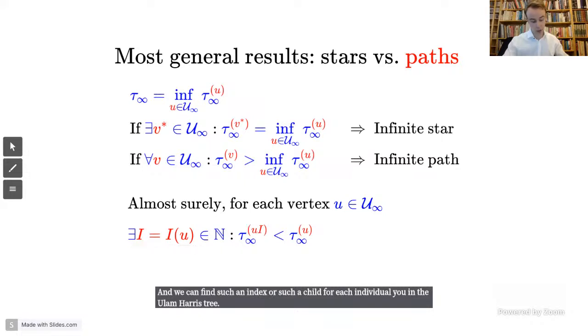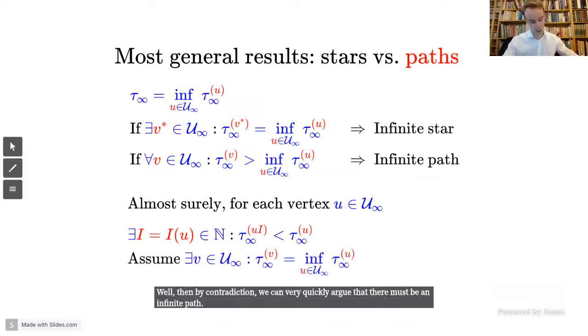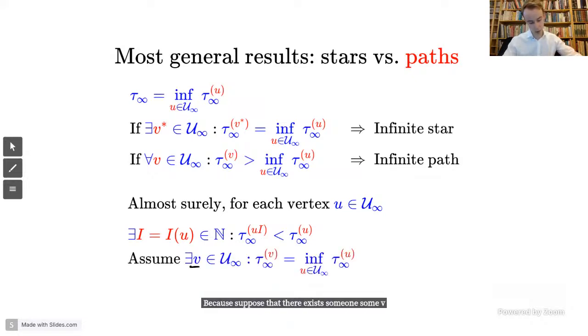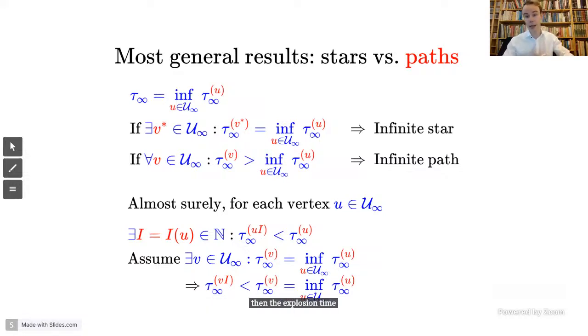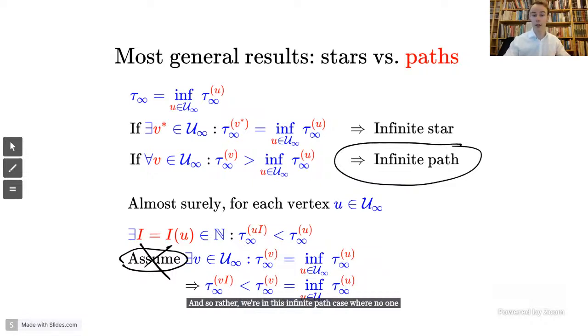Well, then by contradiction, we can very quickly argue that there must be an infinite path, because suppose that there exists some v whose explosion time equals this infimum, so that we would be in this infinite star regime. Well, clearly this can't be, because if v equals this infimum, then the explosion time of vi is strictly less than the infimum. That's not possible. So we have a contradiction, and so our assumption was in fact incorrect. Rather, we're in this infinite path case where no one's explosion time attains this infimum.